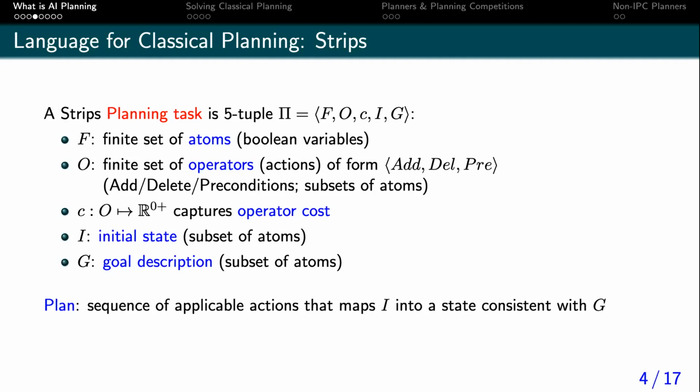And a plan here for a STRIPS planning task is a sequence of actions mapping the initial state into some state that is consistent with G. And consistency here means that the state is a superset of G.